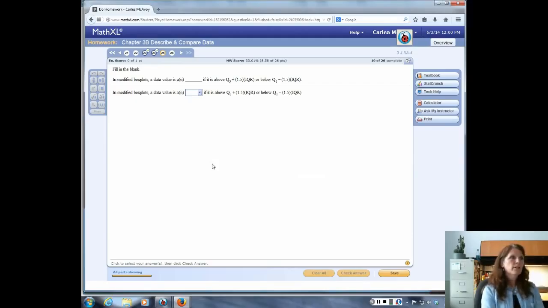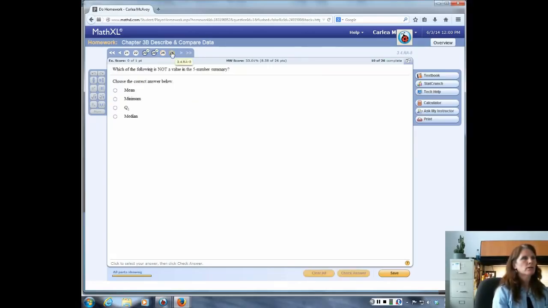In the modified boxplots, we didn't talk about interquartile ranges. I don't even think they asked for that. So we should do that. And then is the next one about that too? Are they both about interquartile ranges?